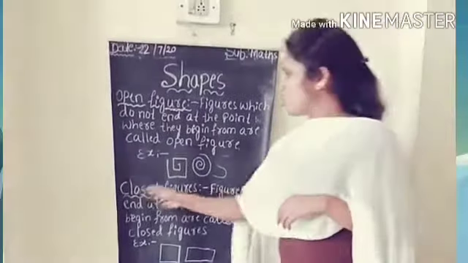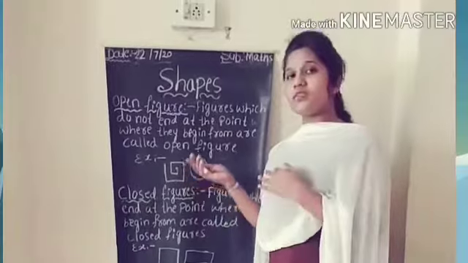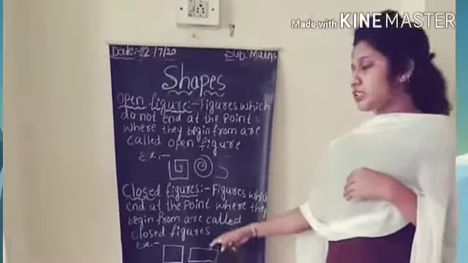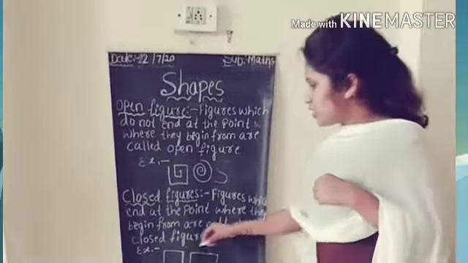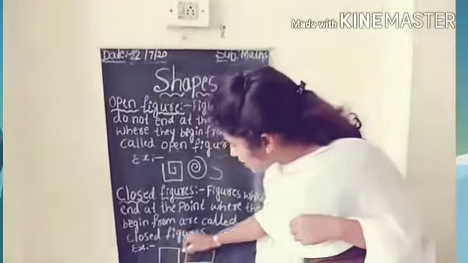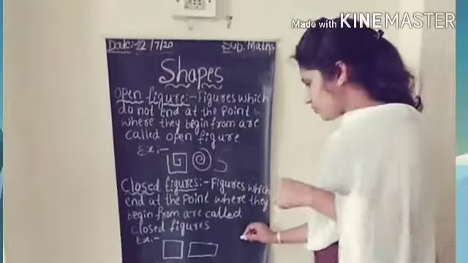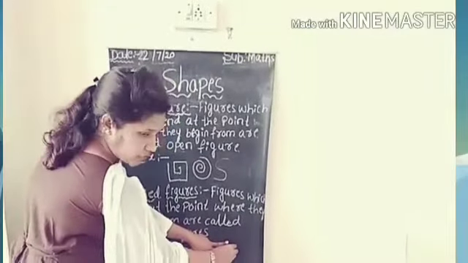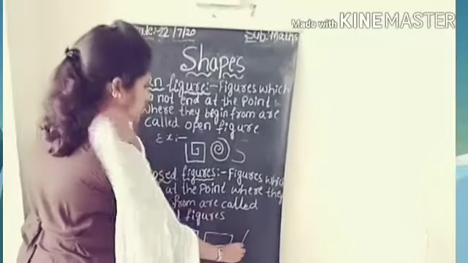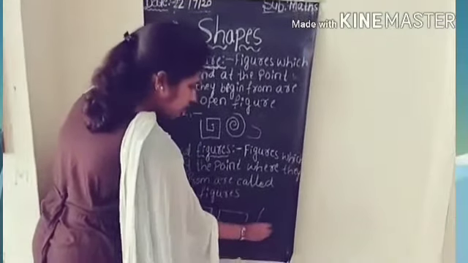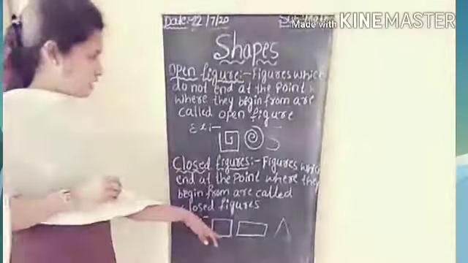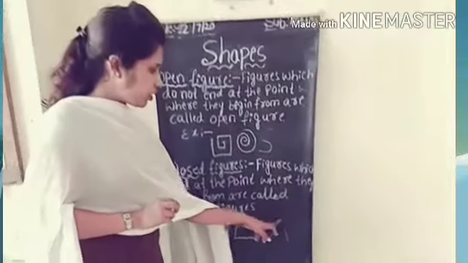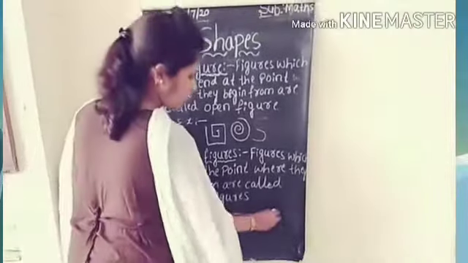Understood? Closed figure. What are closed figures? What is meant by closed figure? Look at these figures. These figures have the same starting point and same end point. These have no leakage area. Okay, closed figures. This is a closed figure.